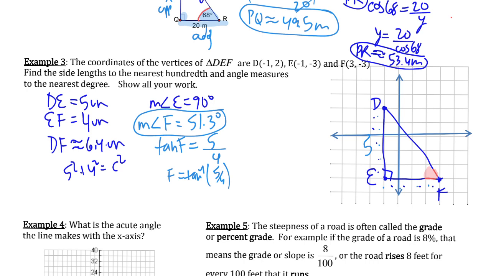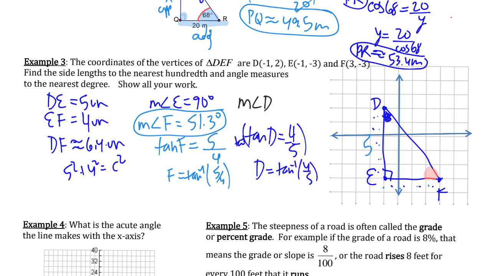So this is our work that we did. And then the last step is going to be the measure of angle D. So that's up here. And so tangent from angle D's perspective is going to be 4/5. And so if you want to find the value of D, you're going to inverse tangent both sides. So D is equal to the inverse tangent of 4/5. If you put that in your calculator, you're going to get it equal to 38.7 degrees, approximately.